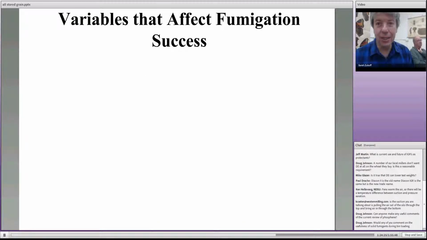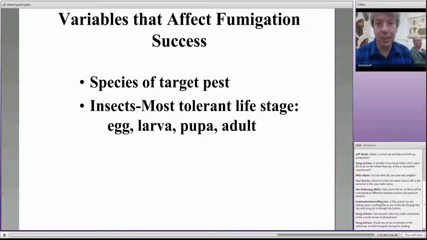There are variables that we know now will affect the success of a fumigation. First of all, the species of the pest, which is why we talk about identification. Some insects, and we know this in the case of, say, the lesser grain borer, may be more tolerant and are not killed as fast. So the target species is important, although we do want to kill every grain insect species that's in your sample. The one that's going to affect the effectiveness a lot more within those species is the life stage. It turns out that the egg and the pupa are the most difficult to kill.